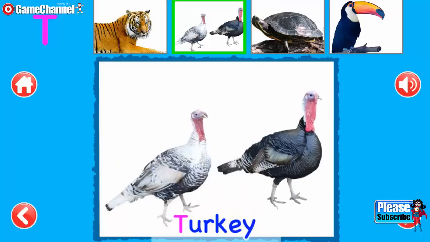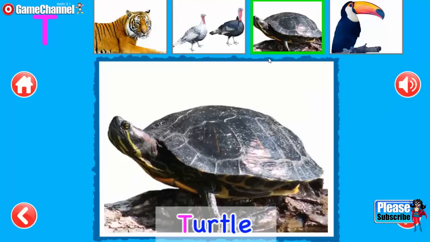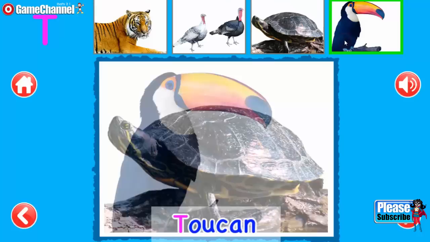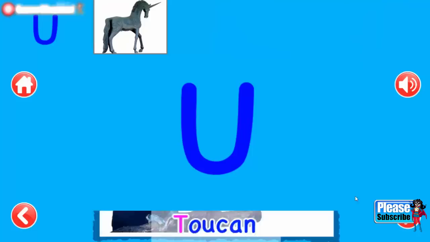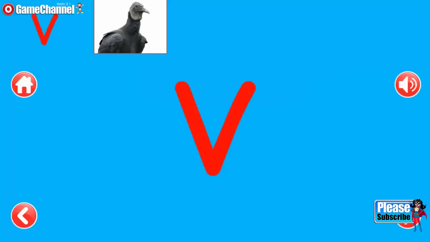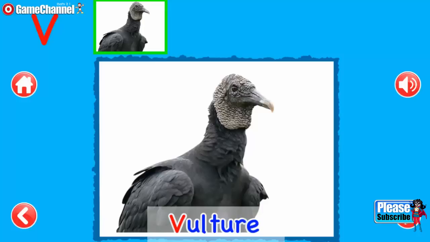T as in turkey. T as in turtle. T as in toucan. U as in unicorn. V as in vulture.